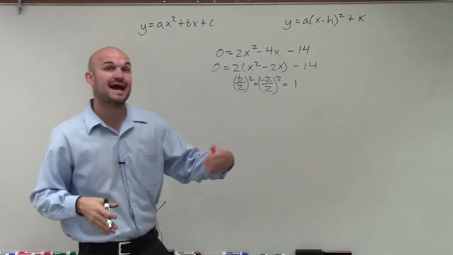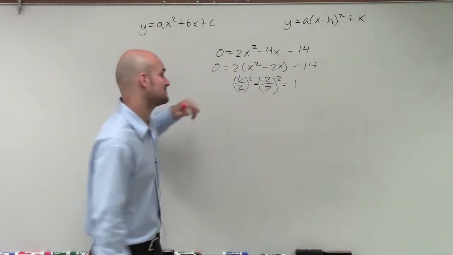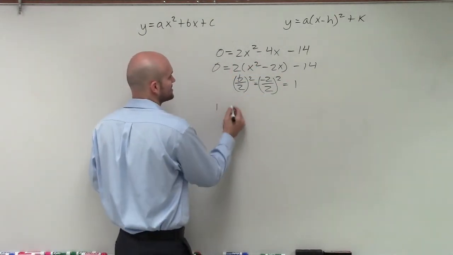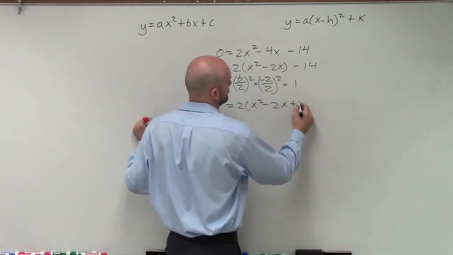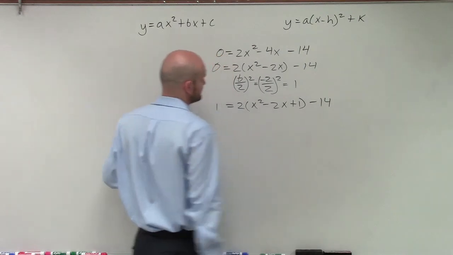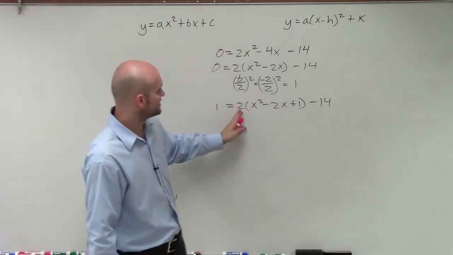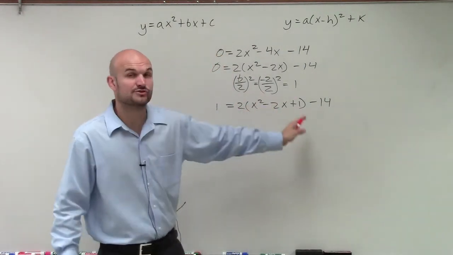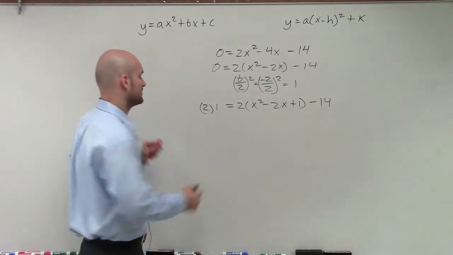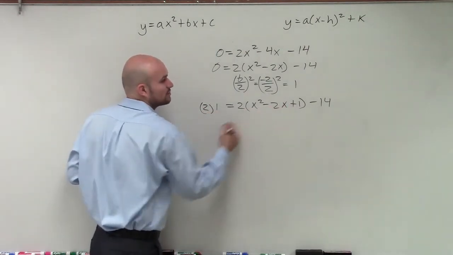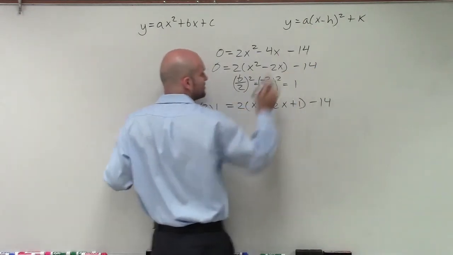Now I need to make sure I add that to the right and the left side. So adding it to the left side is going to be a positive 1 equals 2 times x squared minus 2x plus 1 minus 14. However, be careful. Remember that 2 was being multiplied by 1 by the distributive property. So I need to make sure I multiply the 2 on the left side as well. Therefore, now I have a perfect square trinomial, which can be factored down to a binomial squared.